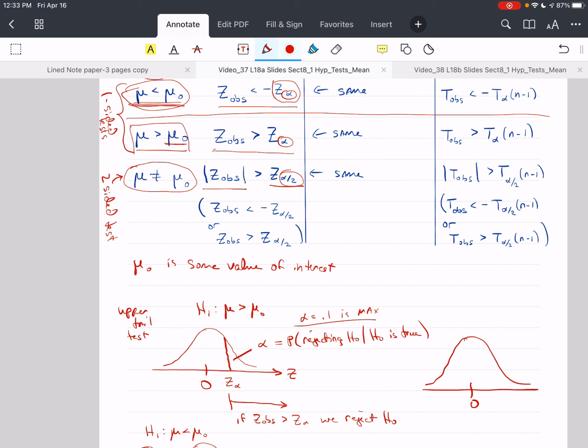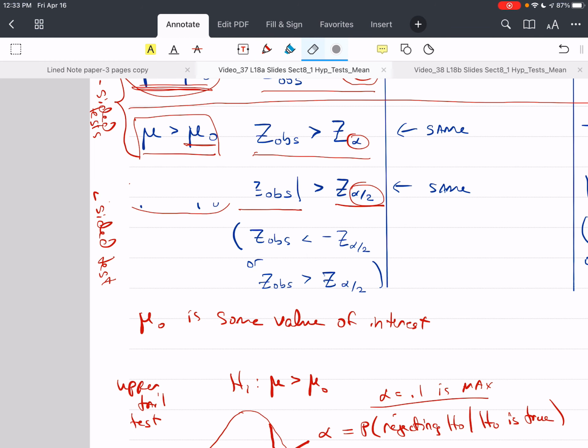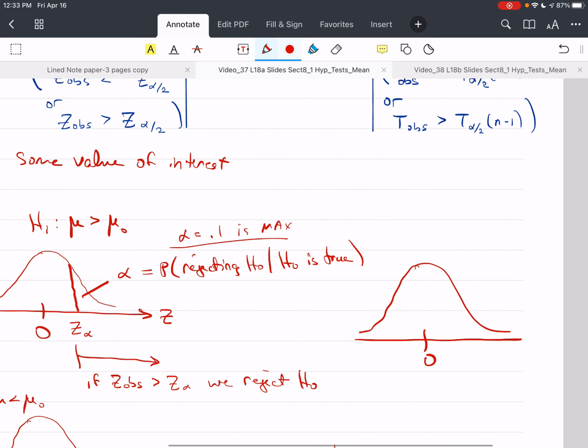In this case, the claim is that mu is different than or not equal to mu naught, whatever value mu naught is. So we're interested in mu being very different from mu naught. We don't care if it's smaller. We don't care if it's greater. We just want it to be far away from this value mu naught. If we only care about how far away it is, then we just care if z observed is extreme.